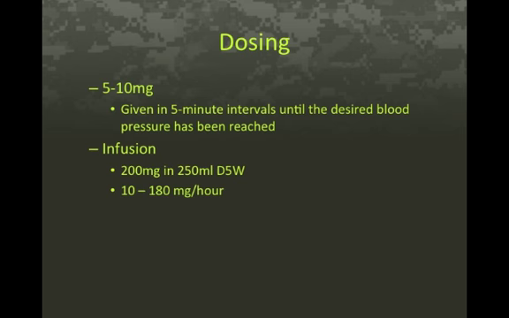Labetalol is typically administered 5 to 10 milligrams at a time in 5-minute intervals until the desired blood pressure has been reached. Labetalol can also be administered as an infusion. A mixture of 200 milligrams in 250 milliliters D5W is titrated to a desired response at a rate of 10 to 180 milligrams an hour. Prolonged infusions of labetalol are not recommended.